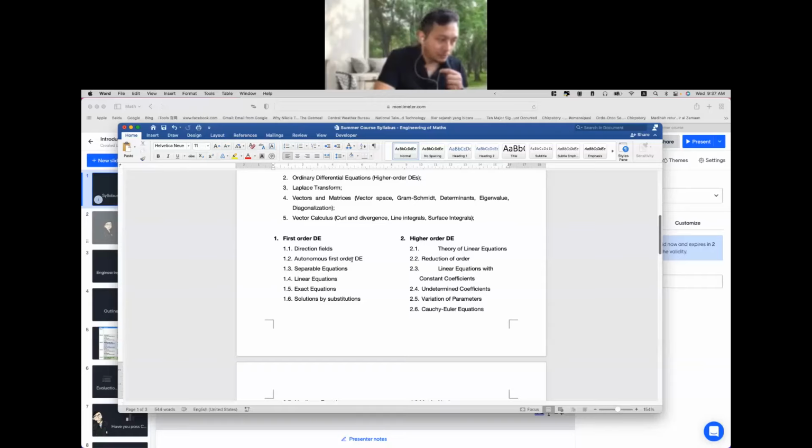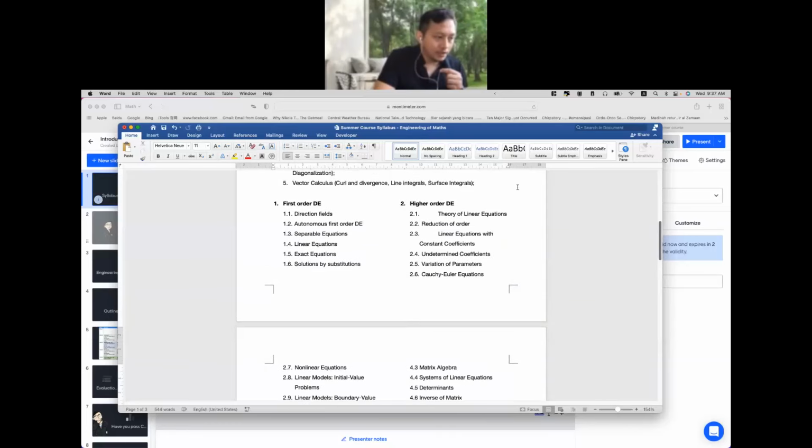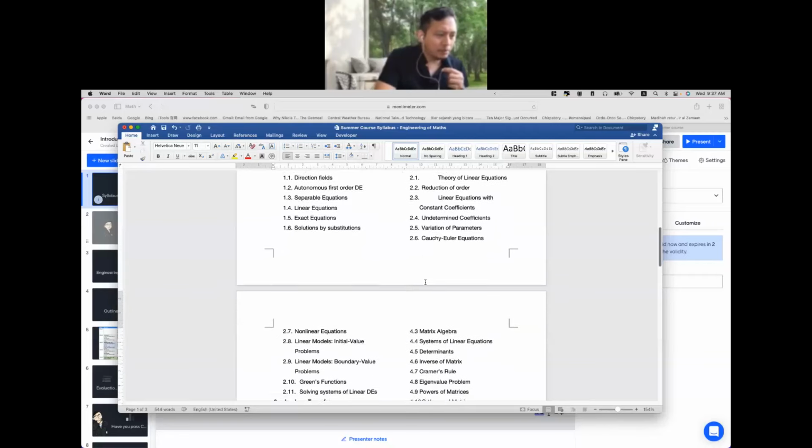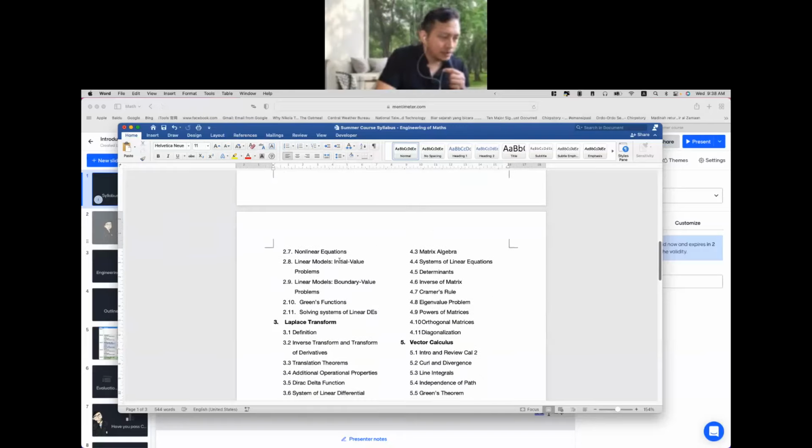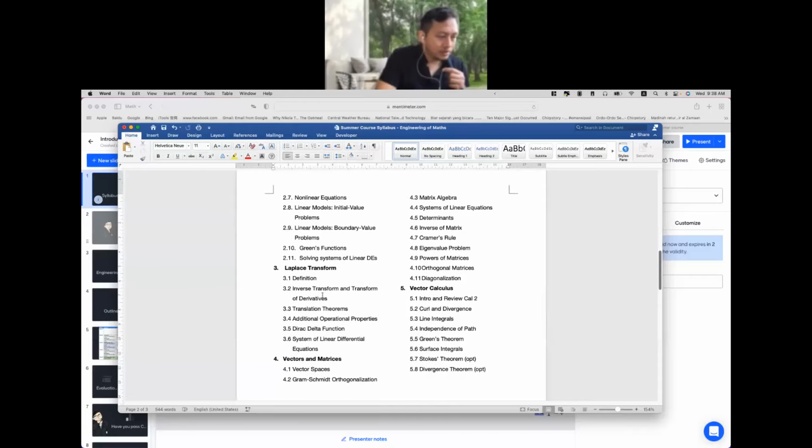For first order, you will see some terms: direction fields or slope fields, autonomous first order, separable, linear, exact, solution by substitutions. For the higher order, you will see linear equations, reduction of order, constant coefficient and undetermined coefficient, variation of parameters, and probably some parts will be skipped, like the Cauchy-Euler equation. Maybe that one I will skip. Initial value problems, Green's function. Some of this probably will be skipped.